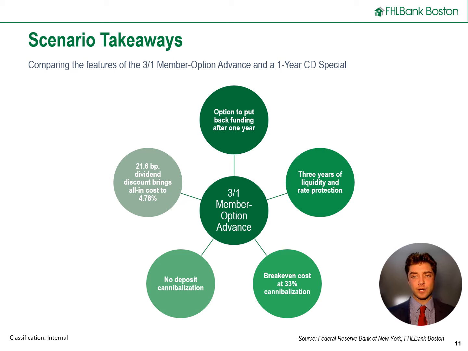Now, we would all like to raise funds with 3-year CDs at a reasonable rate and with sufficient penalty to offset or limit the risk of customers breaking those CDs early. But how much luck have you had with that over the last few years? At 33% cannibalization, the 1-year 4% CD special has the same marginal cost as the 5% member option advance, and that is before including the dividend discount, which brings the all-in cost of the advance to 4.78%.